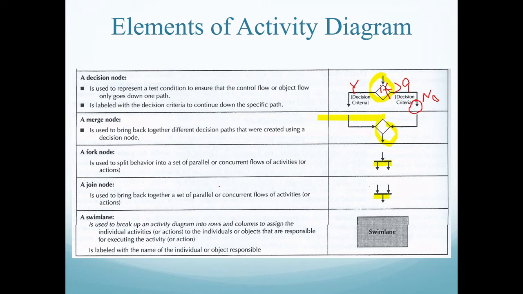Okay, that's how you use a decision node, merge node, fork node, join node, and swim lane. Actually, fork node, join node and swim lane are used together very frequently, and decision node and merge node are used together. Once we use the branch node, the decision node, then we have to merge those branches in a certain merge node.